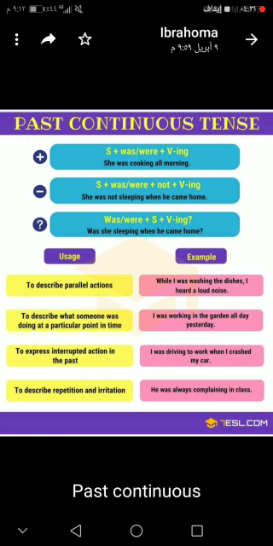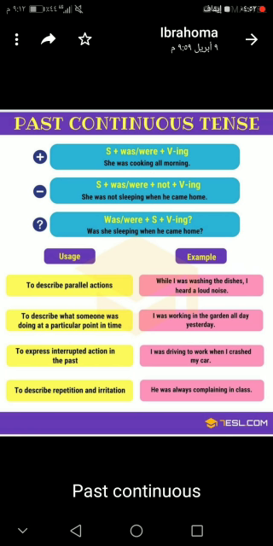If you also notice the sentence, it means that the speaker was planning to drive his car somewhere else, but he was not planning to crash his car. So the short action, which is crashing the car, is interrupting the first action, which is driving the car.